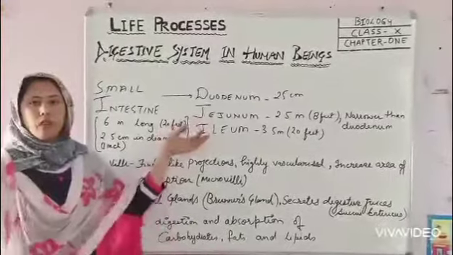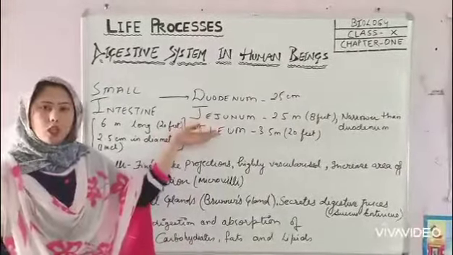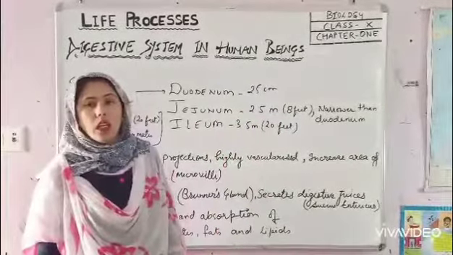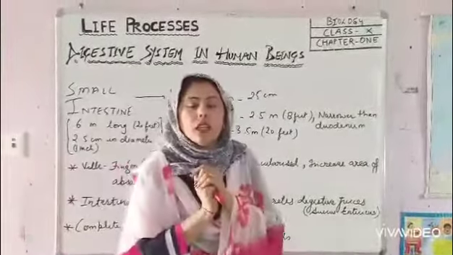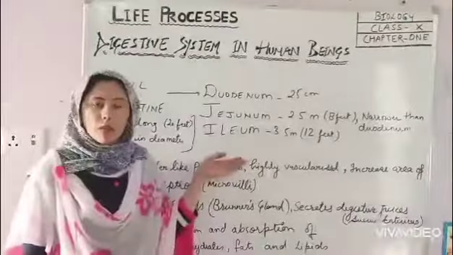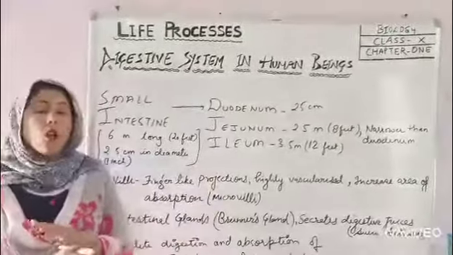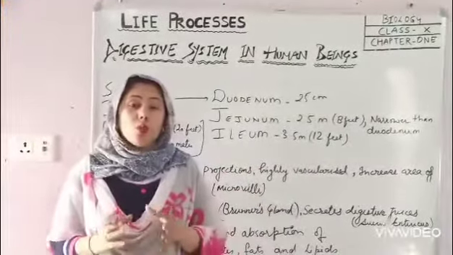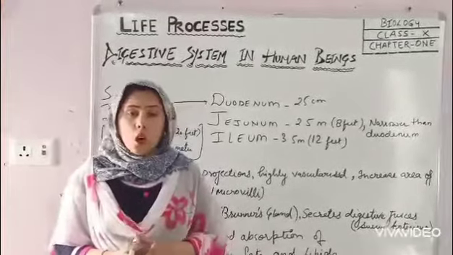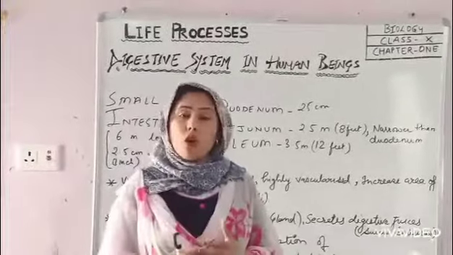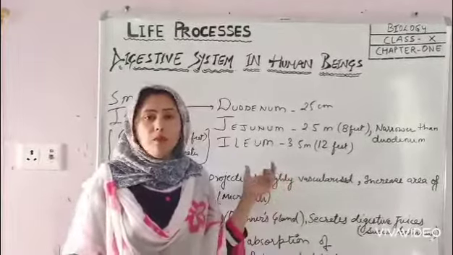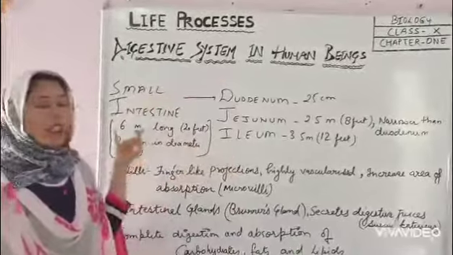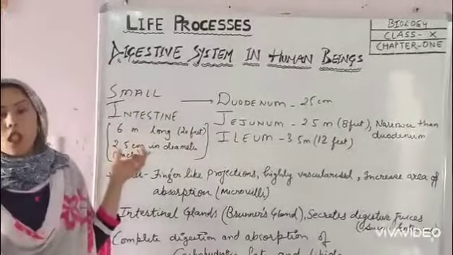After the duodenum, it expands into the jejunum, which is 2.5 meter, that is 8 feet, in length, and it is narrower than the duodenum. Ileum is the last part of the small intestine and the longest part. Ileum is 3.5 meter, that is 12 feet, in length. Maximum absorption occurs in this part of the intestine. The small intestine is in total near about 6 meter in length.